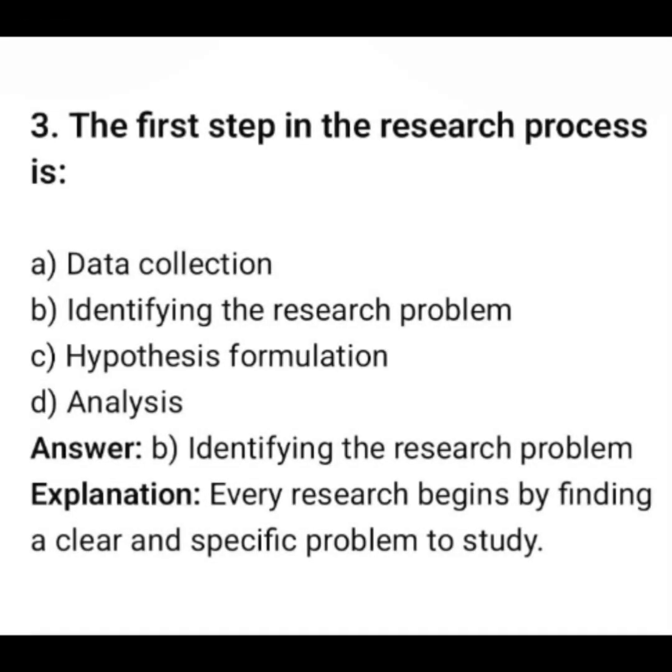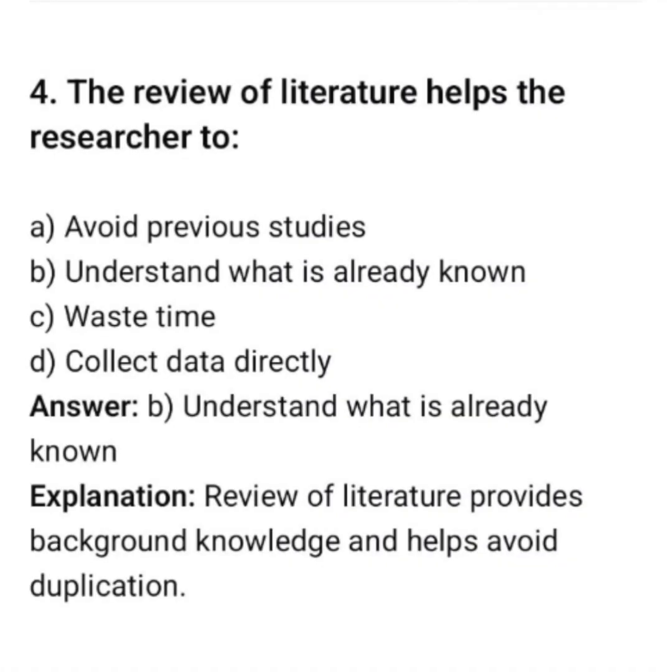The first step in the research process is: data collection, identify the research problem, hypothesis formulation, analysis. The correct answer is option B, identifying the research problem. Every research begins by finding a clear and specific problem to study. The review of literature helps the researcher to: avoid previous studies, understand what is already known, waste time, collect data directly. The correct answer is option B, understand what is already known. Review of literature provides background knowledge and helps avoid duplication.